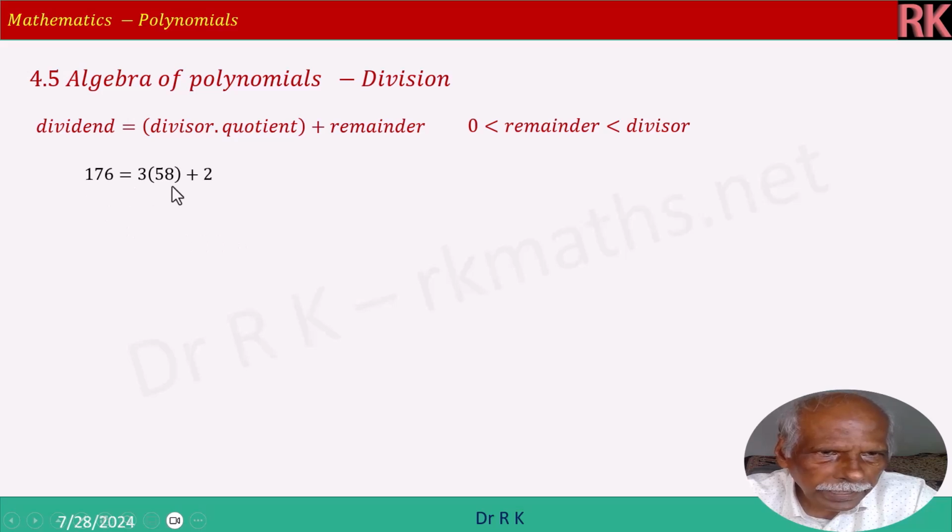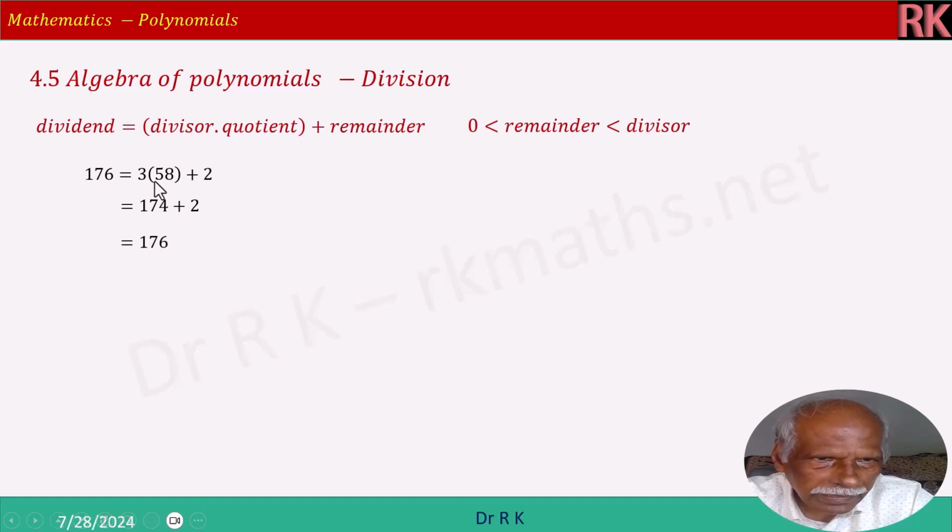176 is equal to 3 into 58 plus 2. So 176 is the dividend, 3 is the divisor, and 58 is the quotient, and 2 is the remainder. If you divide by 58, then 58 will be the divisor, then 3 will be the quotient. So this is 174 plus 2, that is 176, tallying. Please see here, it checks here.